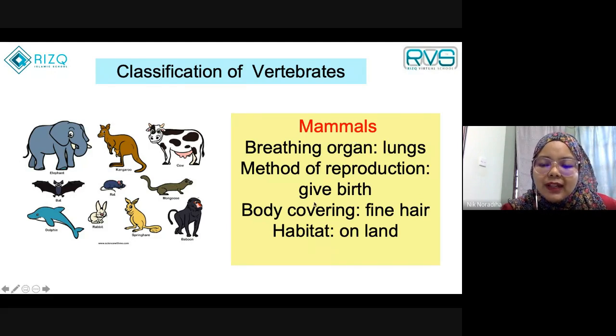So habitat, mostly on land, but with an exception for dolphin and also for whale. They are mammals, but they live in water. They are mammals because they give birth to their young. Same goes for bat. All the animals that we classify as mammals give birth, except for platypus. Platypus is a mammal, but the platypus lays eggs, remember, okay?